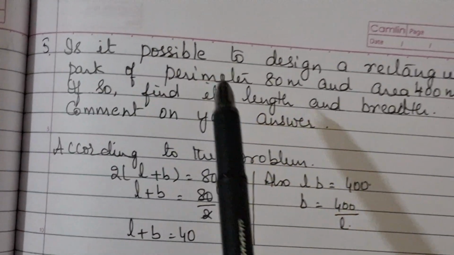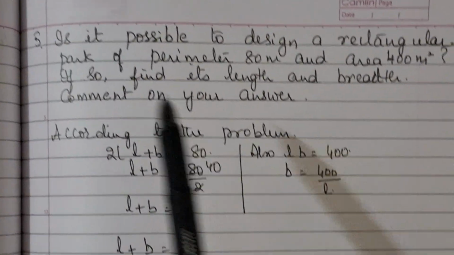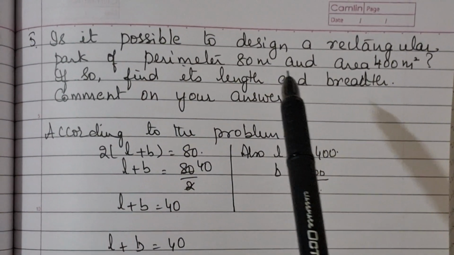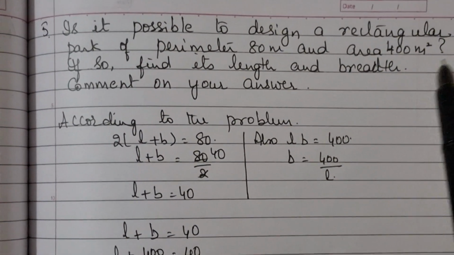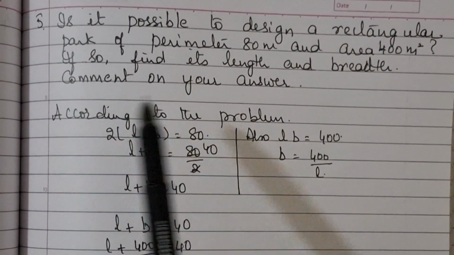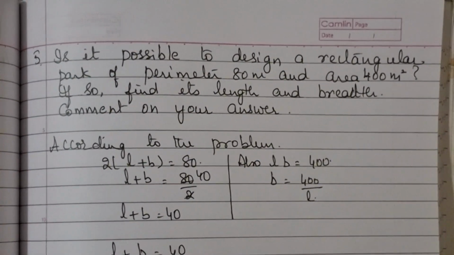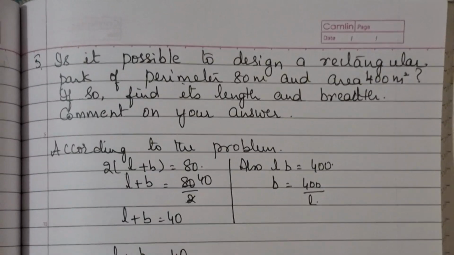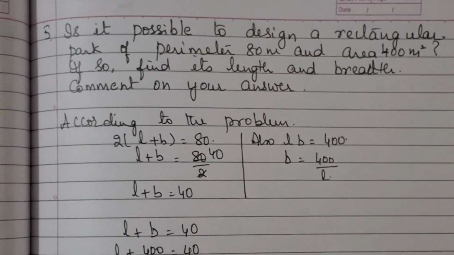Now the fifth problem. Is it possible to design a rectangular park of perimeter 80 meters and area 400 square meters? If so, find its length and breadth. Comment on your answer. First you have to find out whether it is possible, then you have to go ahead with the problem.